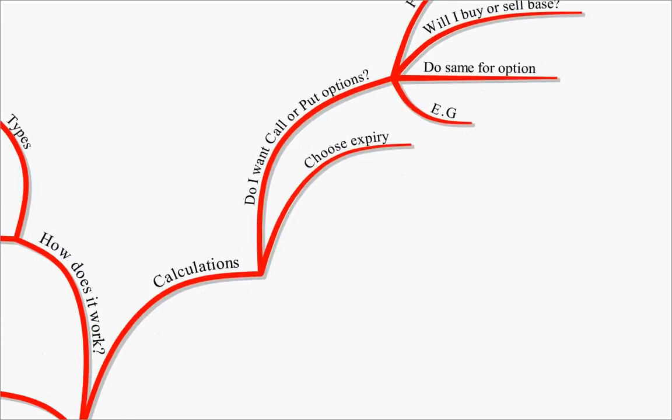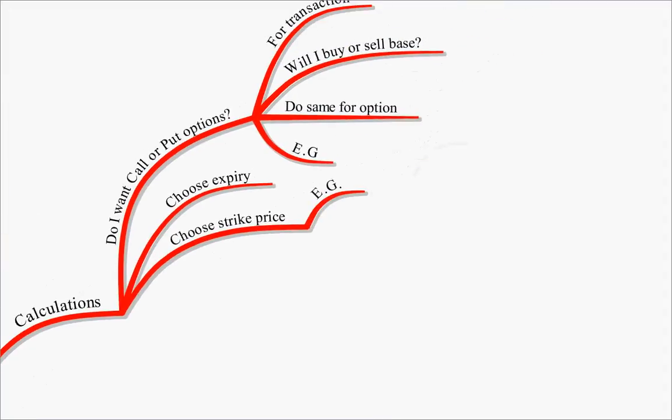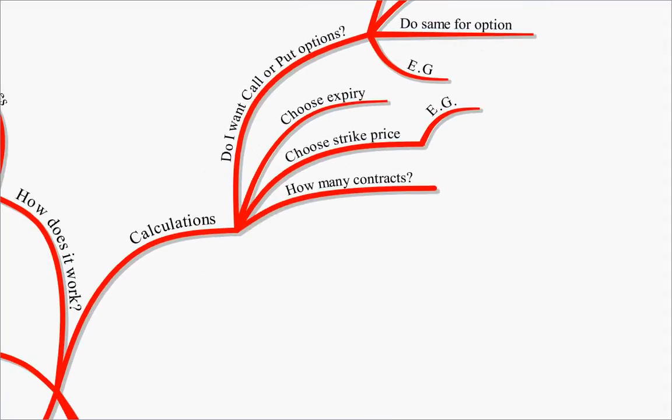So once we've decided that, we choose our expiry, which will be the same as our future, i.e. the first one after our transaction date. We then choose a strike price. Strike price will be determined usually by the premium you have to pay. Choose the one with the lowest premium. And then choose how many contracts, and that's just done the same way as the futures.